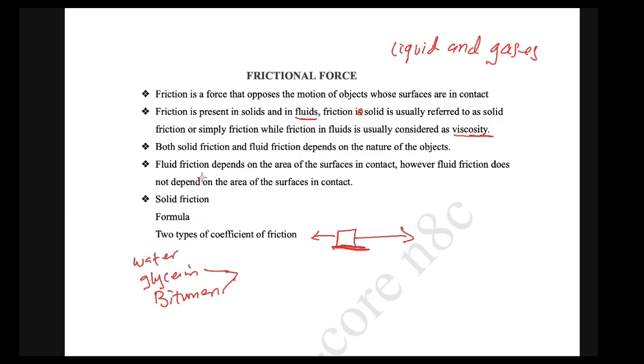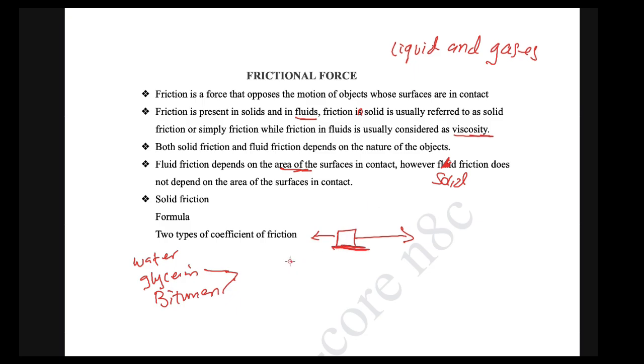All right. But we can make a dichotomy. We can make a difference. Fluid friction depends on the area of surfaces in contact. This is very important. But solid friction, or friction in solids, does not depend on the area of the surfaces in contact. I can use a formula to buttress that.